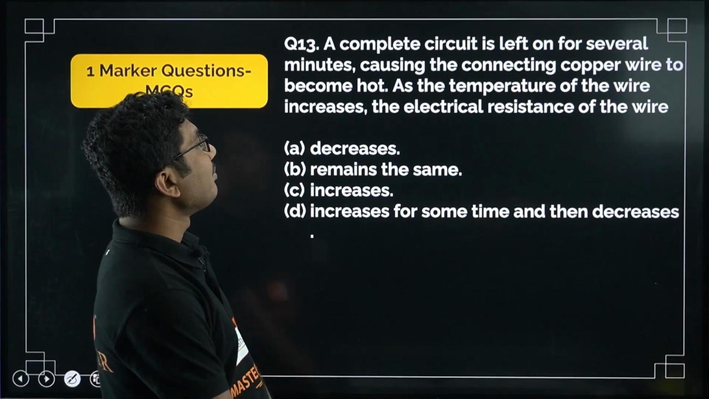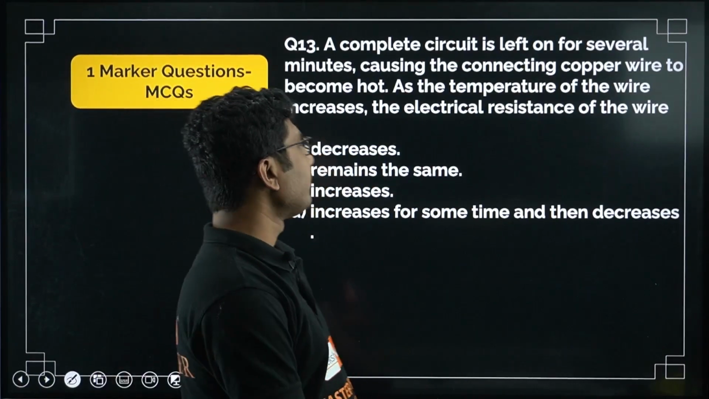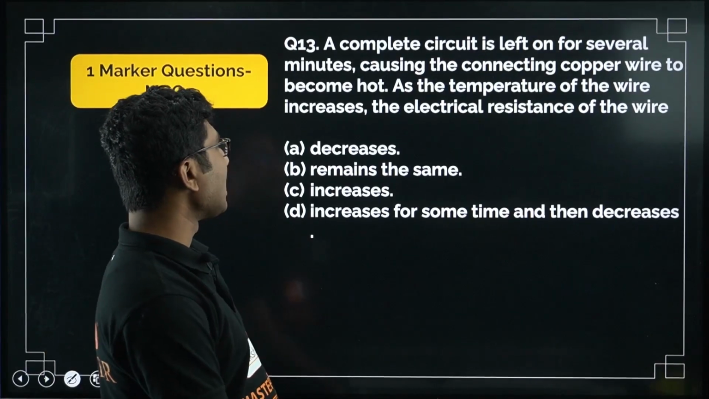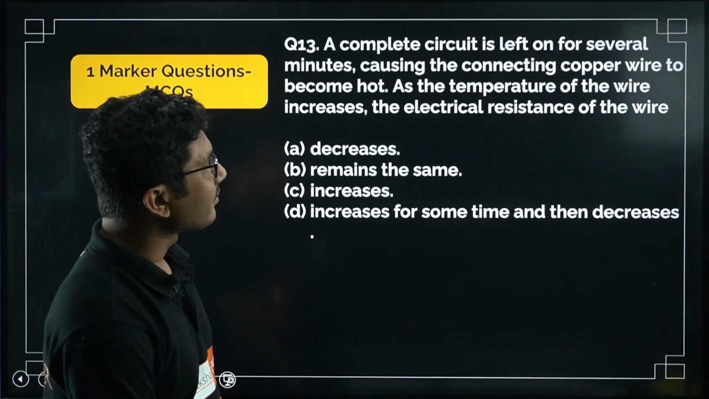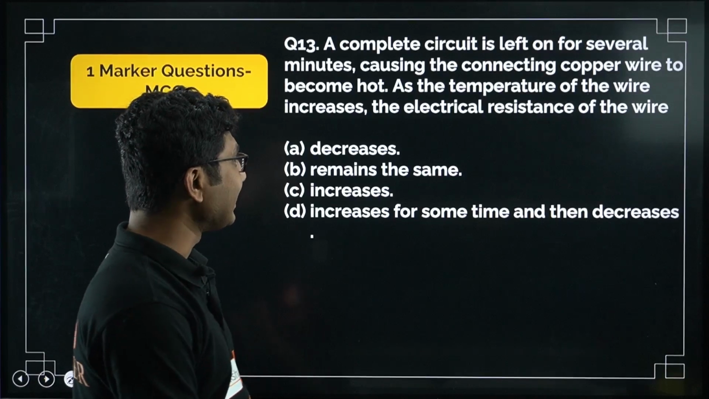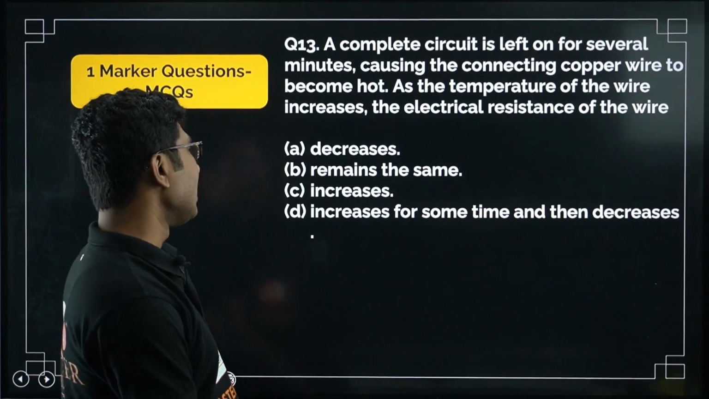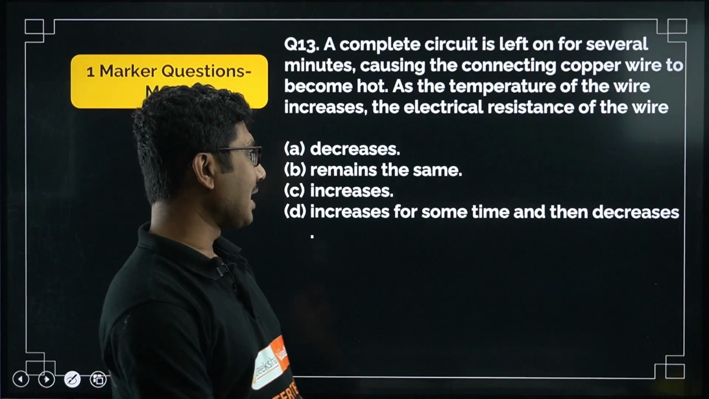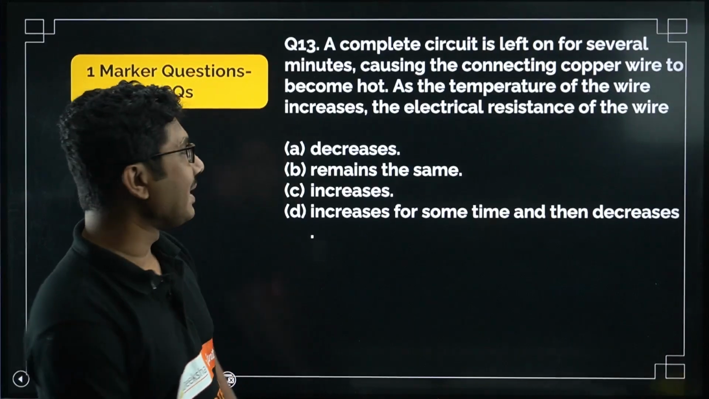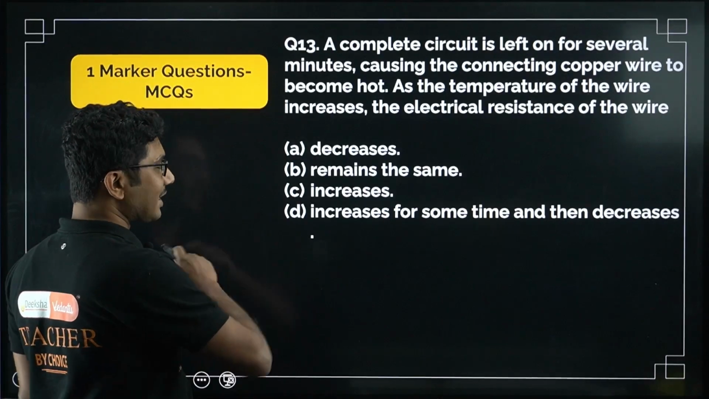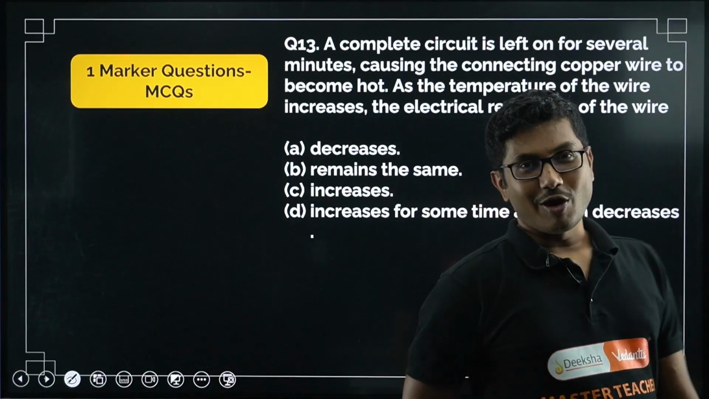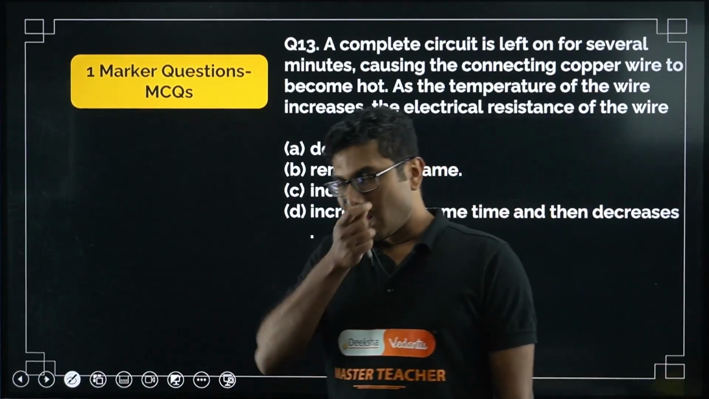MCQs. A complete circuit is left on for several minutes, causing the connecting copper wire to become hot. As the temperature of the wire increases, the electrical resistance of the wire decreases, remains the same, increases, or increases for some time and then decreases. Many students will be tempted by option D because it's a long answer. You have to remember that long is not always correct.